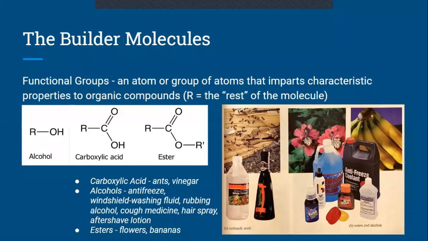It's not a guarantee because carboxylic acids also have an OH group, but that OH group is bonded to a carbon that's also always double bonded to an oxygen. So you're going to see these three things connected at the end of the rest of the molecule. And that's a functional group that's a carboxylic acid.